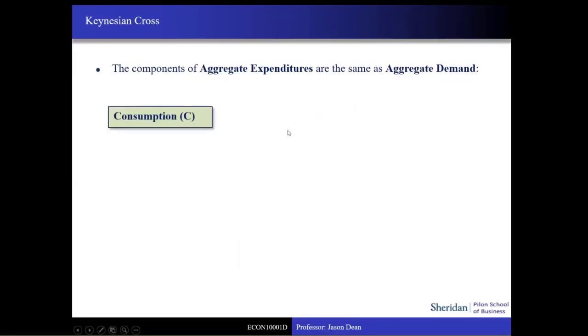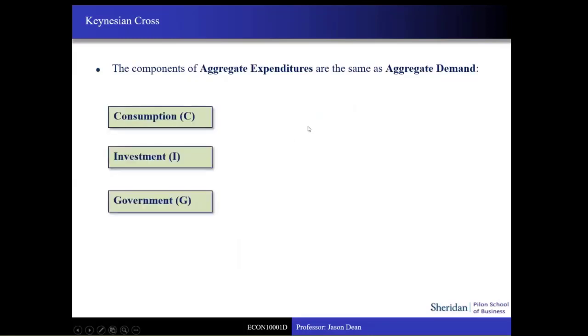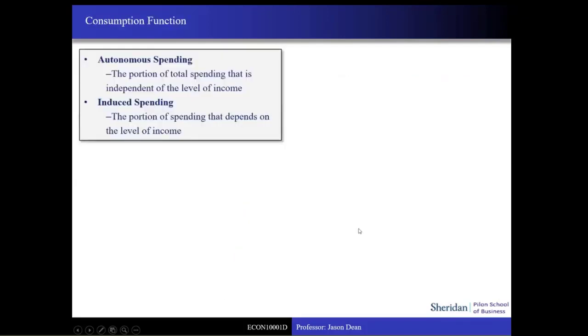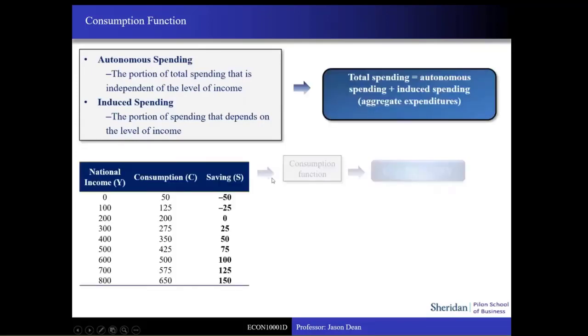We have consumption, investment, government spending on goods and services, and net exports. Okay, so the aggregate expenditures in the economy will equal C plus I plus G plus net exports. Let's look at each of these in turn. So we're going to be developing a model here. So the consumption function. The first thing we're going to do is model the consumption function with a very simple linear equation. We're going to say that consumption is equal to some intercept.